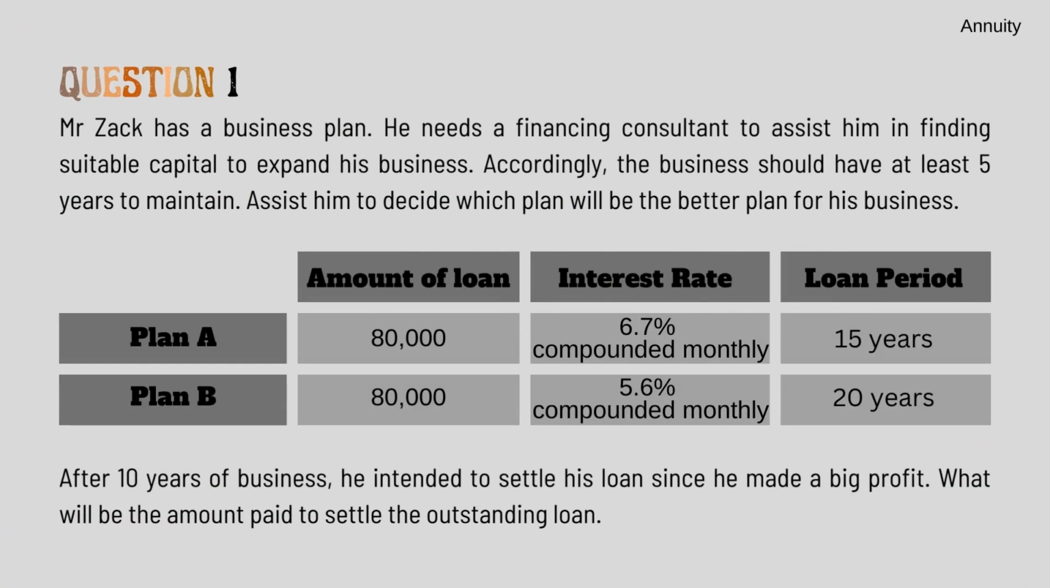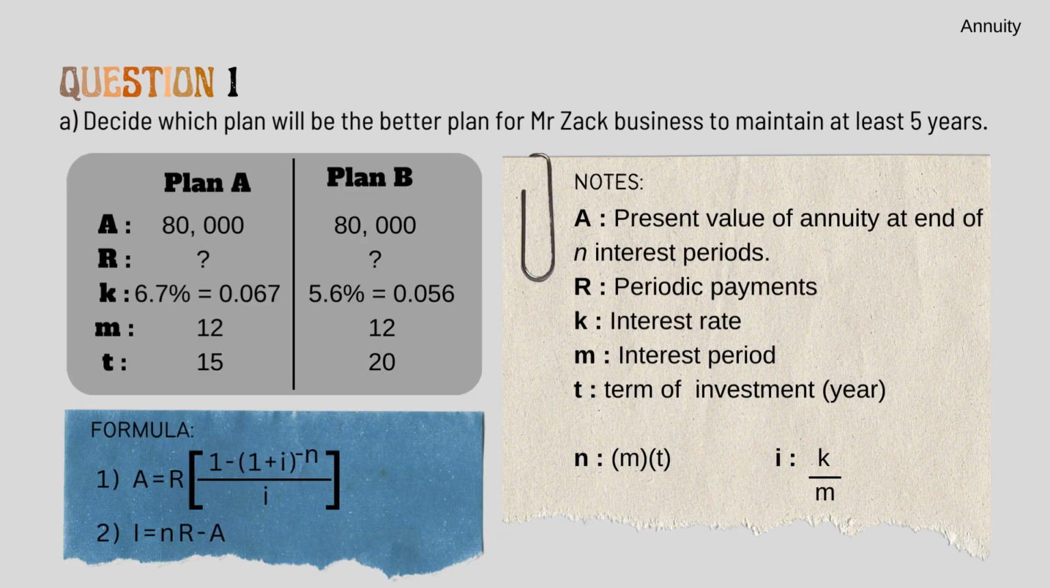Question 1. Mr. Zack has a business plan. He needs a financing consultant to assist him in finding suitable capital to expand his business. Accordingly, the business should have at least 5 years to maintain. Assist him to decide which plan will be the better plan for his business. After 10 years of business, he intended to settle his loan since he made a big profit. What will be the amount paid to settle the outstanding loan?